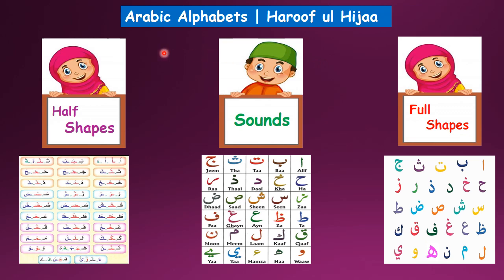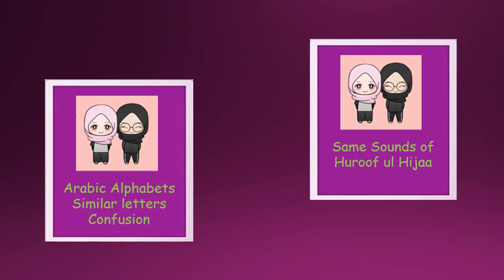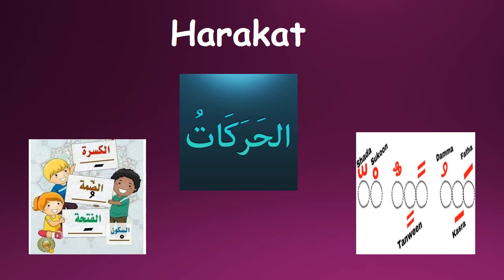I have told you about the Arabic alphabets, huruful hija, and you have learned the full shapes of the huruful hija, their sounds, and their half shapes. Then we did same sounds of huruful hija, Arabic alphabets with similar letter confusion. As we have learned the Arabic alphabets, all their similarities and the confusion, now the next step is to learn harkaat. So our topic today is harkaat.